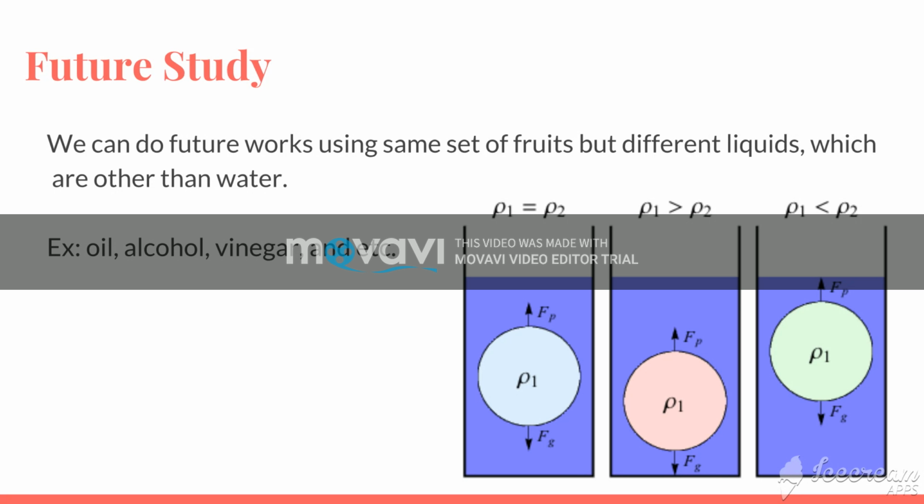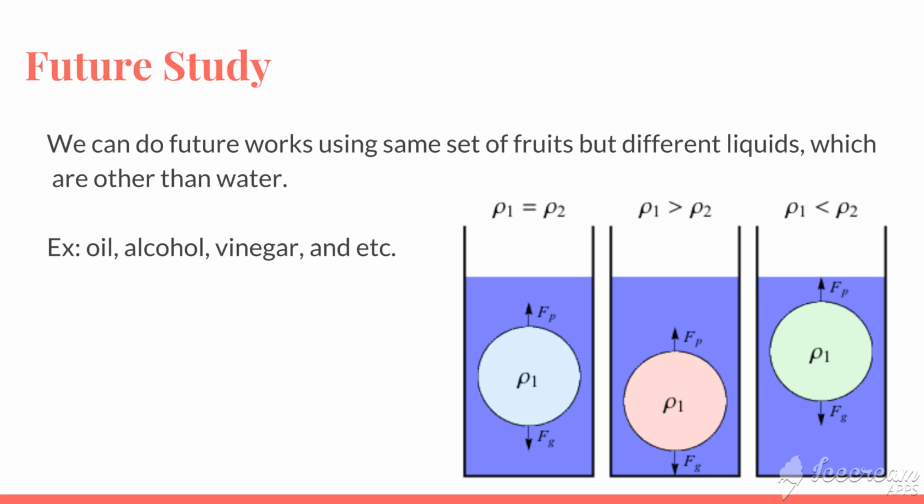For future studies, we can do future work using the same sets of fruit but with different liquids other than water. For example, oil, alcohol, vinegar, and etc.